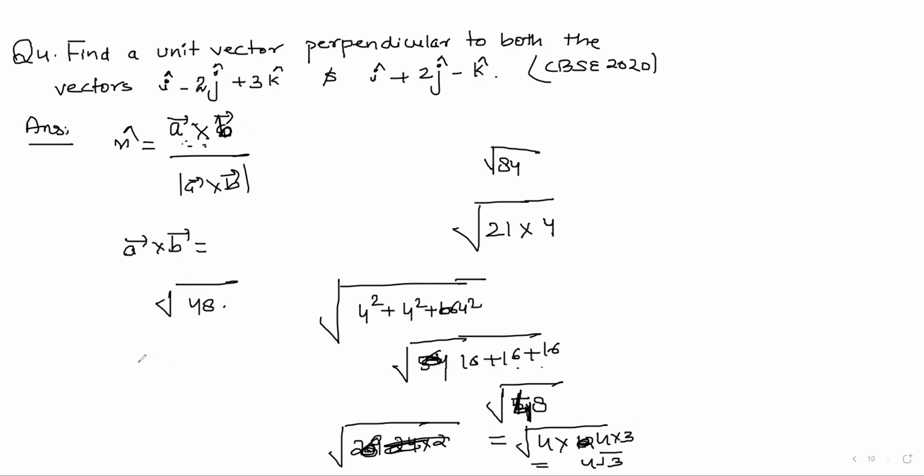So who is getting this answer? Minus i cap plus j cap plus k cap by under root 3. Because the 4 and 4 will get cancelled out. A cross B should be minus 4 i cap plus 4 j cap plus 4 k cap.